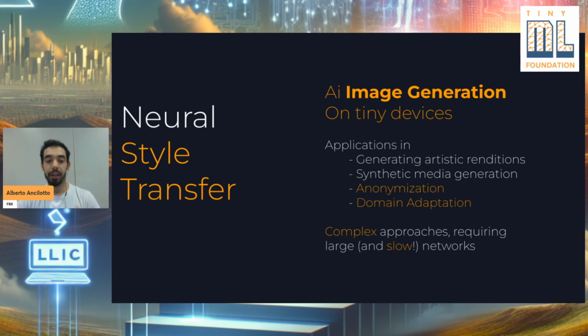If some of you are not familiar with the task, what we are doing is called neural style transfer, which is an image generation task. It has fun applications like synthetic media generation or generating artistic renditions. But it has two very practical uses, which are in anonymization and in domain adaptation. The problem of these networks that usually do neural style transfer is that they are very large and very slow, and they are definitely not fit for tiny, low-power embedded devices.